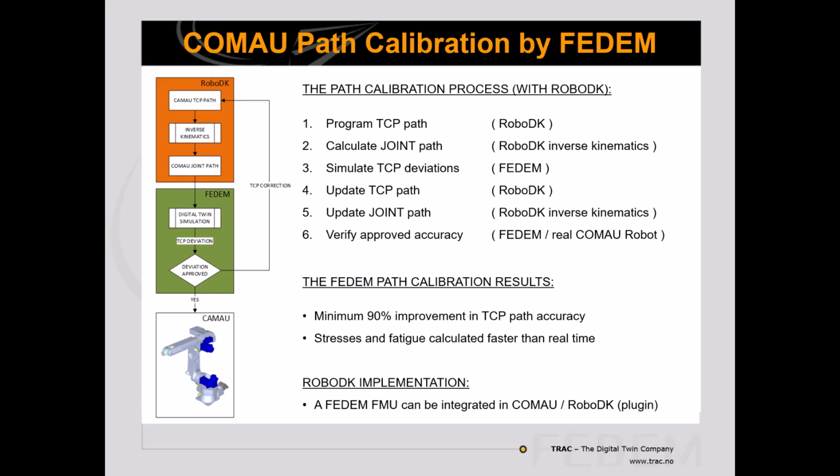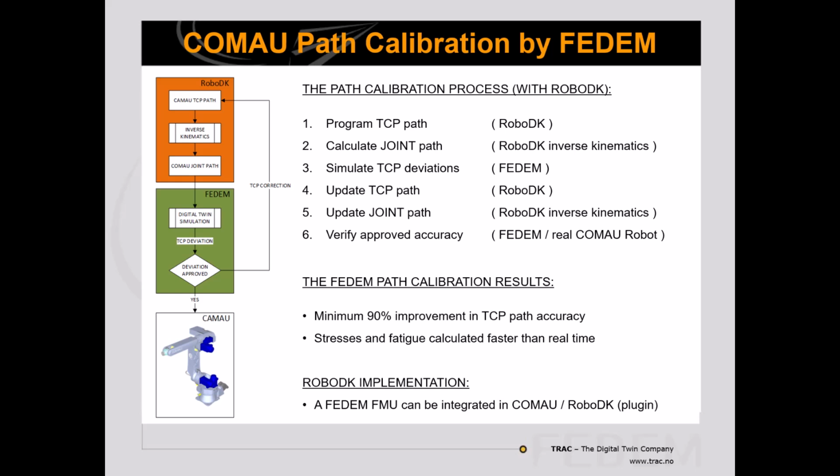This slide is showing the process step by step. First, you do the programming of the TCP path in RoboDK. And then you use the inherent inverse kinematics in RoboDK to calculate the joint path. And then you use this joint path as input to the FEDEM simulation. And it calculates then the true TCP path and hence also the deviations. And then you use these deviations to update the TCP path in RoboDK.